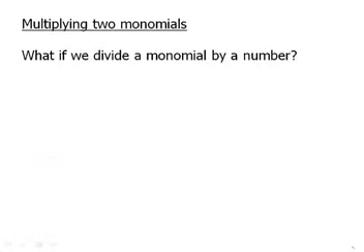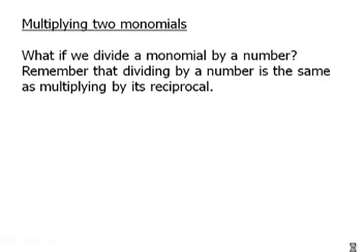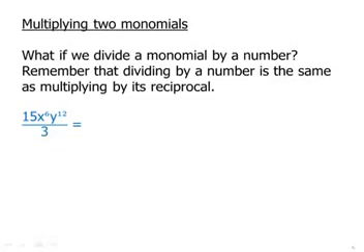What if we divide a monomial by a number? Remember that dividing by a number is the same as multiplying by its reciprocal. That's something we discussed in the fraction videos. So we have 15 x to the 6 y to the 12th divided by 3. What happens is just that coefficient is going to get divided. Now we can think of this as being multiplied by 1/3 if we like. Just that coefficient is going to be divided. The variables are going to be unchanged, and we're going to get 5 x to the 6 y to the 12th.